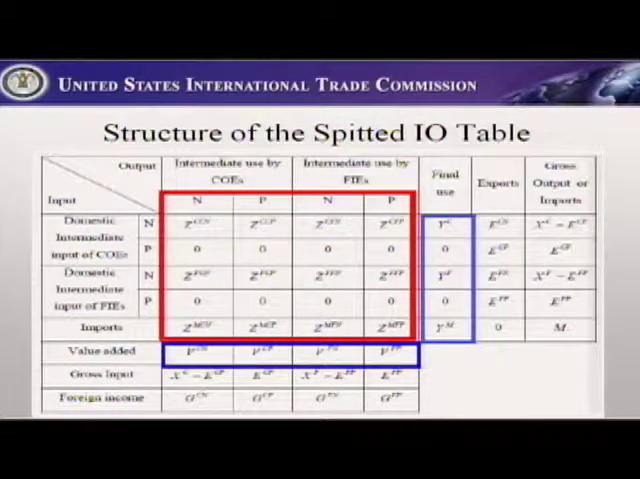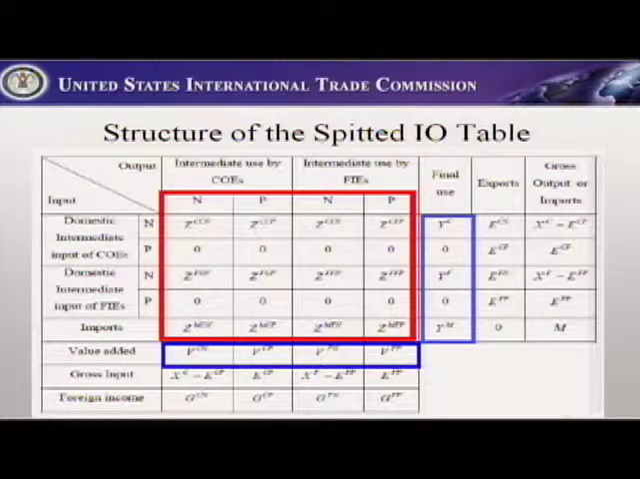We need to split the one domestic use table into 8 tables. But for the import table, we have 1, and we need to split it into 4. That's what we need to do. But for the import table, we have more information from the trade side. So what we need to estimate is basically this.